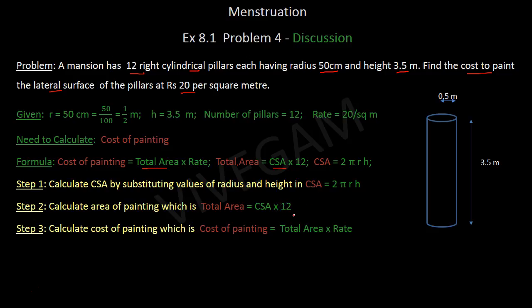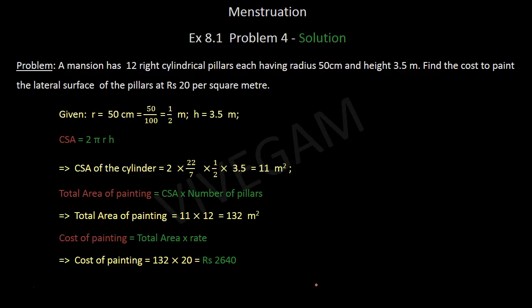Right? Next step. Cost of painting is given by cost of painting equal to total area into rate. Total area we have calculated here in step 2. So that is to be multiplied by rate. What is the rate? Rate is 20 rupees per square meter. So that will give us the cost of painting. So basically there are 3 steps in this problem. And what I suggest is you pause the video here and try to work it out on your own. Then come back and see the solution part, which is given in the second half of the video.